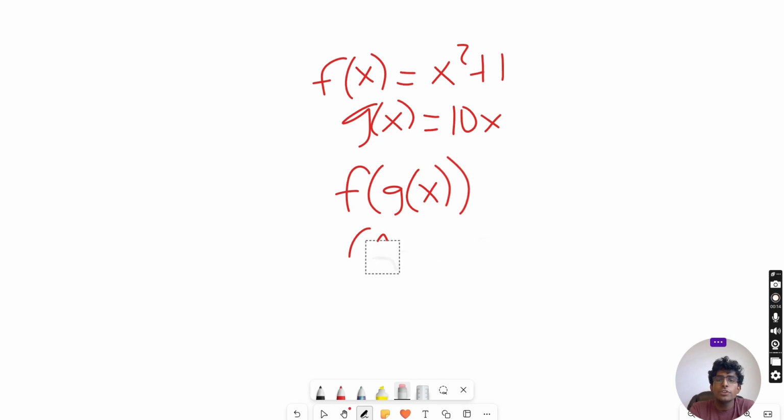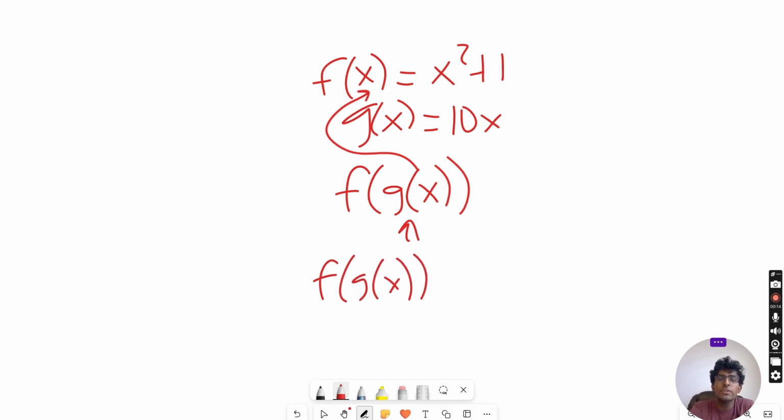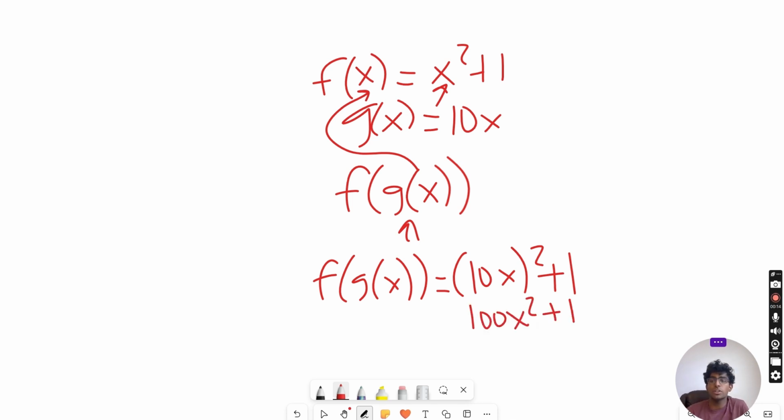So what does this mean? We're plugging in g of x anytime we see x in f of x, right? Because that's what it's doing. It's basically taking the position of an x. So f of g of x, we're plugging in g of x anytime we see an x in f of x. So we have an x here, so it's going to be 10x and then squared plus 1. You could simplify this to 100x squared plus 1. But that's the idea behind composition of functions. So know how to do composition of functions.